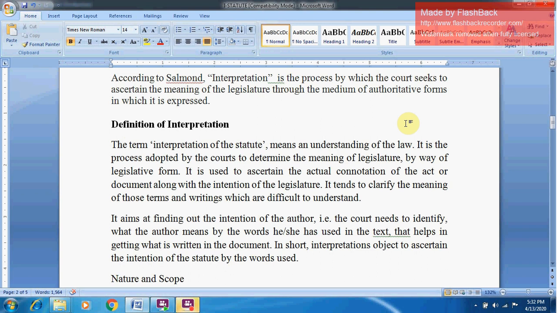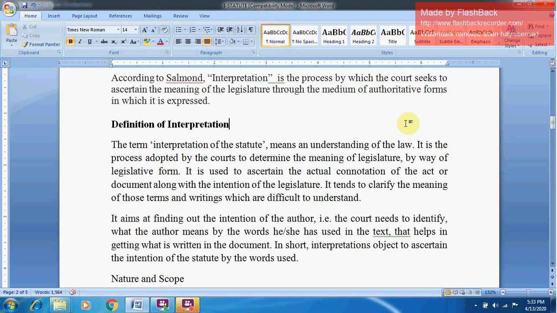In this class, let us see the definition of interpretation. The term interpretation of the statute means an understanding of the law. It is the process adopted by the courts to determine the meaning of the legislature by way of legislative form. It is used to ascertain the actual connotations of the act or document along with the intention of the legislature. It tends to clarify the meaning of those terms and writings which are difficult to understand.